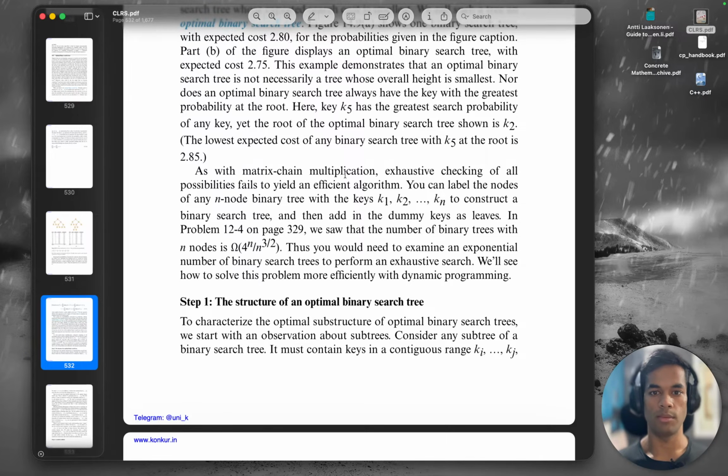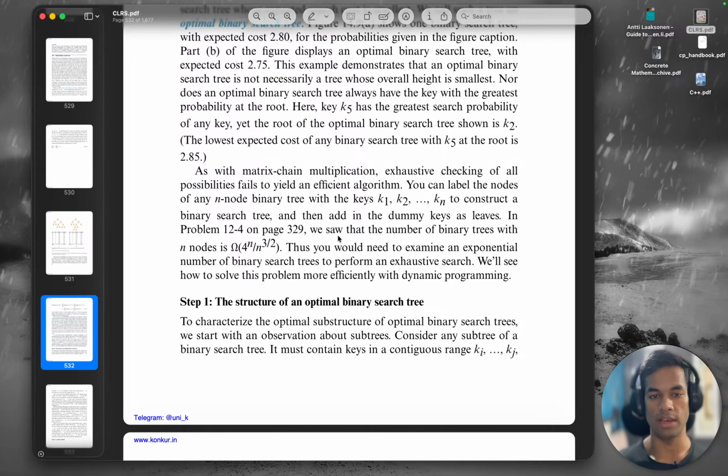As with matrix chain multiplication, exhaustive checking of all probabilities fails to yield an efficient algorithm. You can label the nodes of any tree with these keys to construct a binary search tree, and then add in dummy keys as leaves.